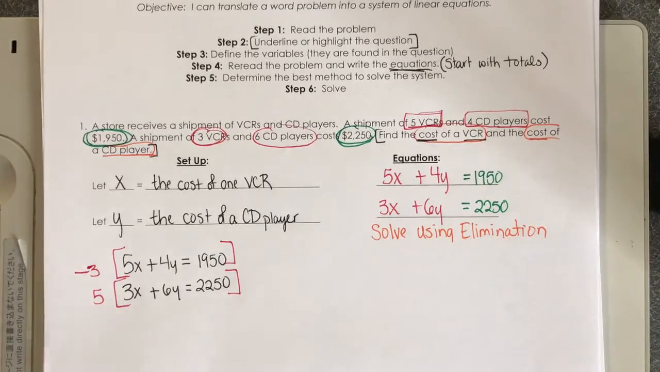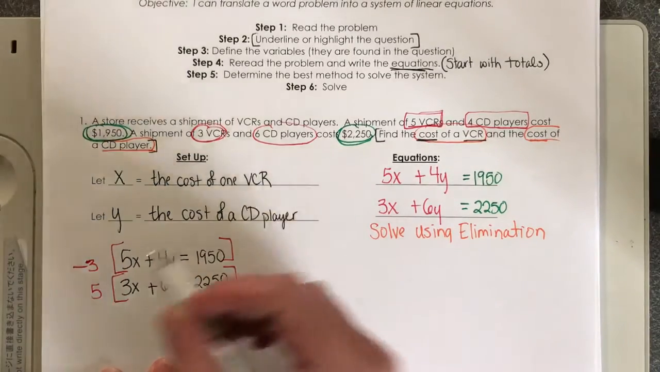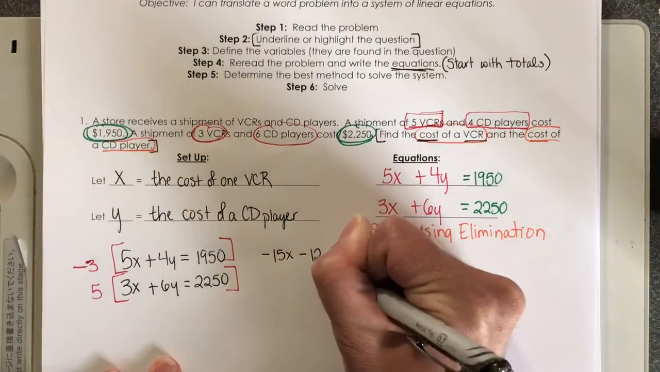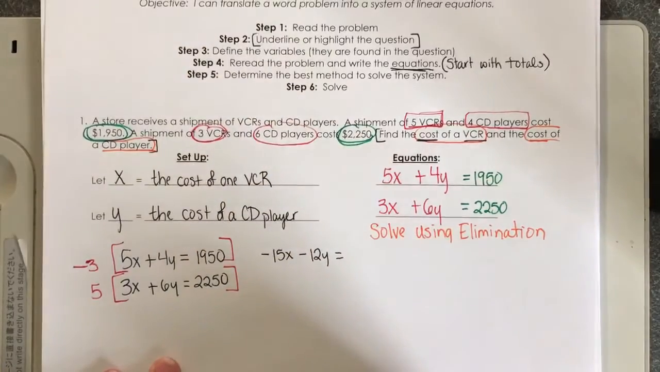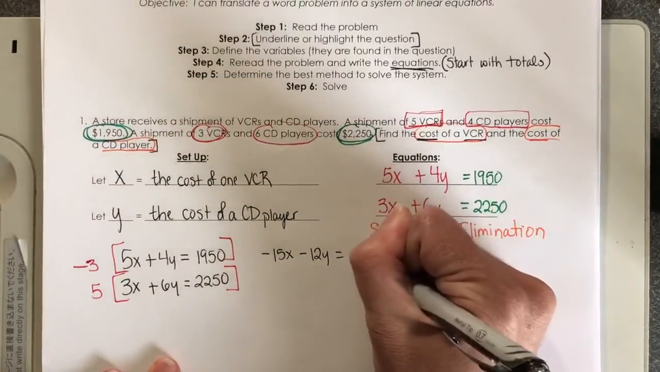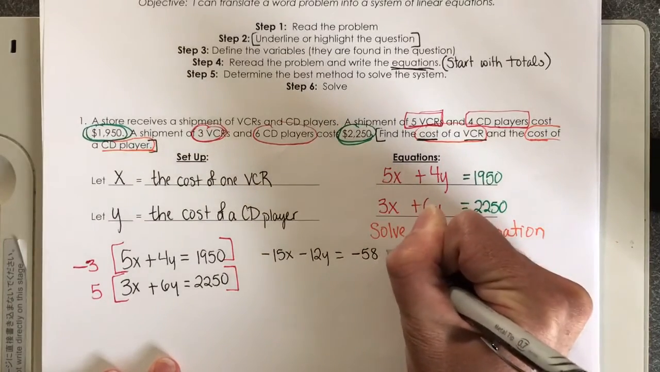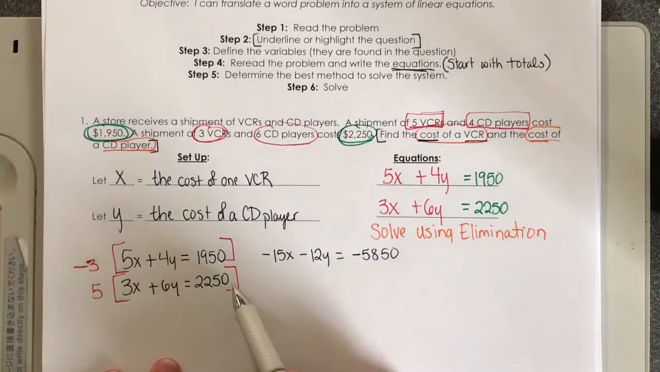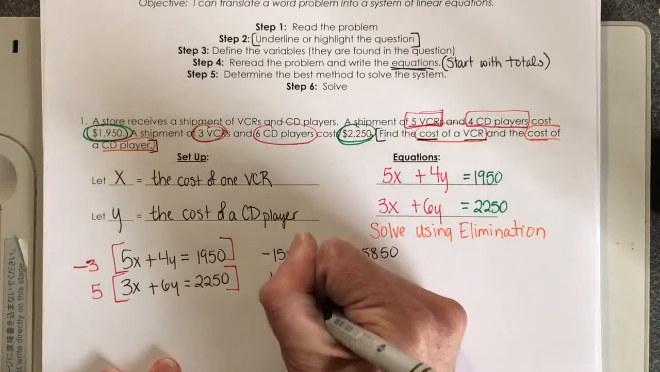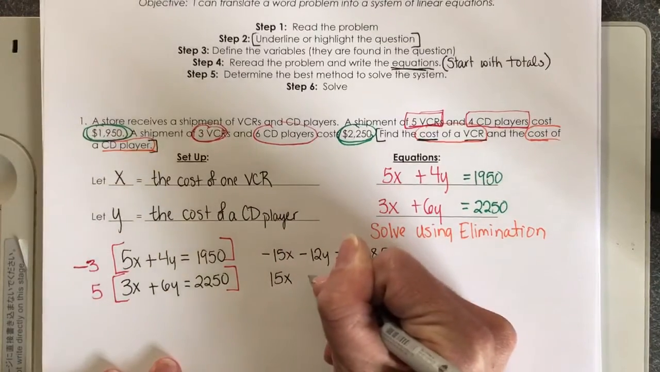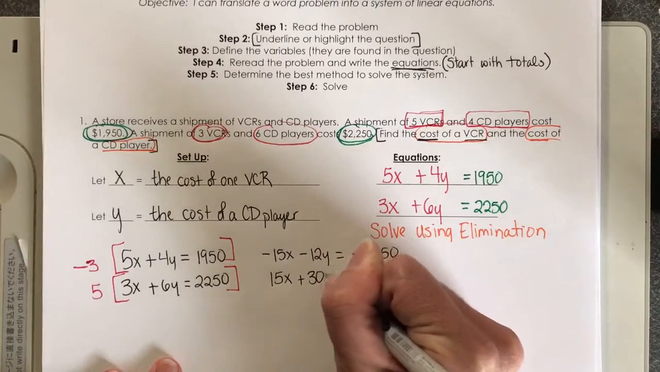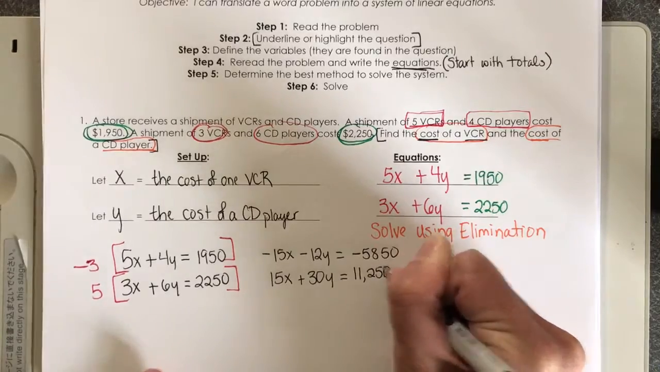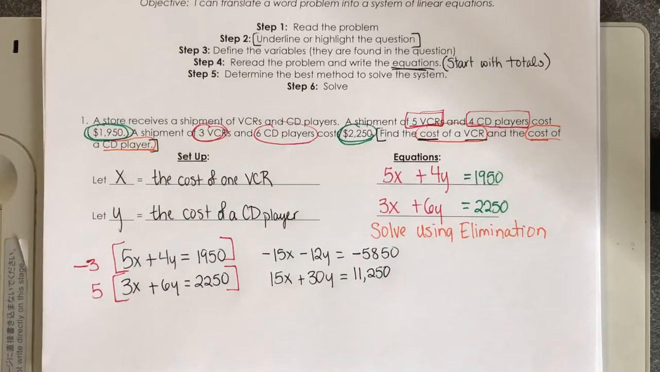So let's distribute. I'm going to rewrite. This is now -15x minus 12y is equal to, so -3 times 1,950 is -5,850. Then now I'm going to distribute a 5 to all three of those terms on the second function. So that's going to be +15x plus 30y is equal to 11,250. And so now I'm ready to add my two functions together.